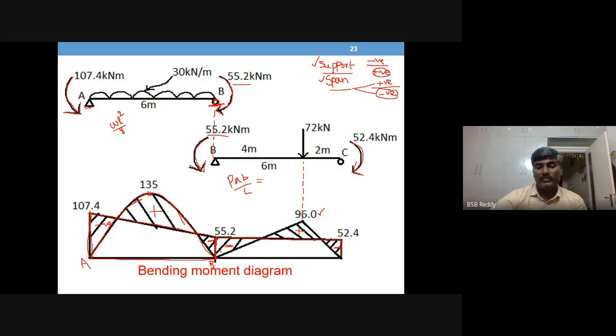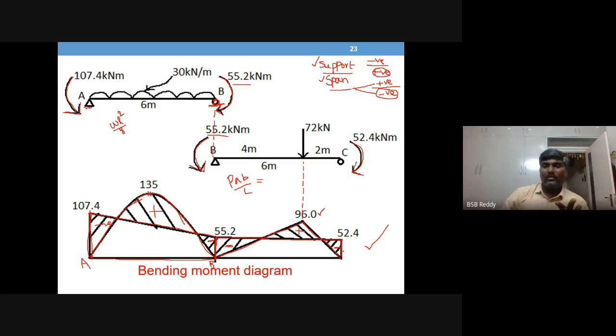Okay. So this is the BMD. This is the triangle that you should draw. 0 at B because simply supported, 0 at C, and maximum under the point. So this is how we draw BMD.